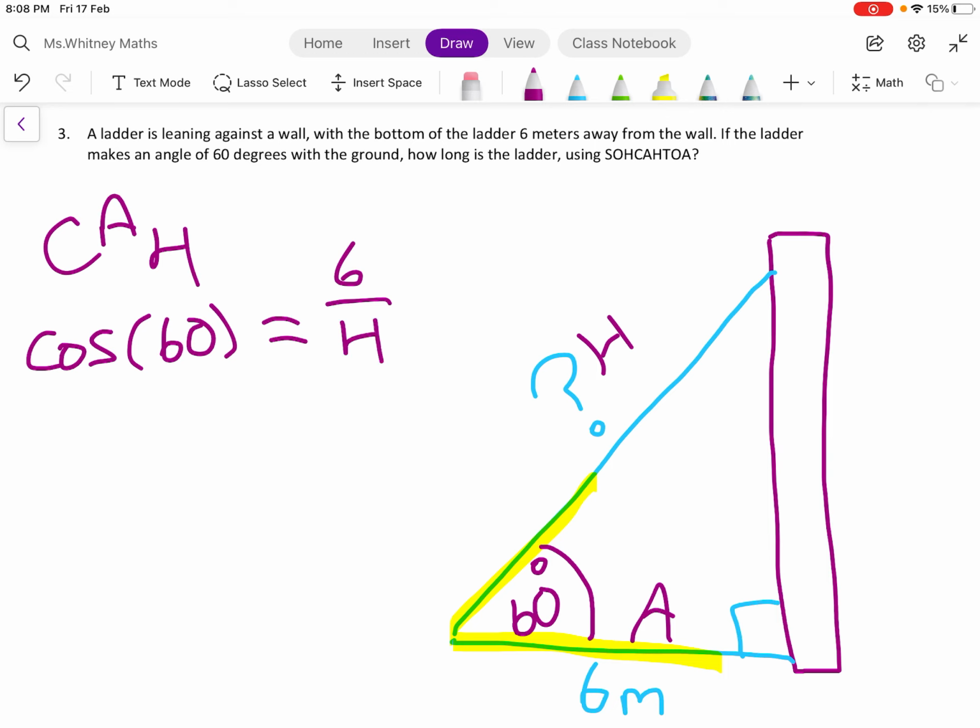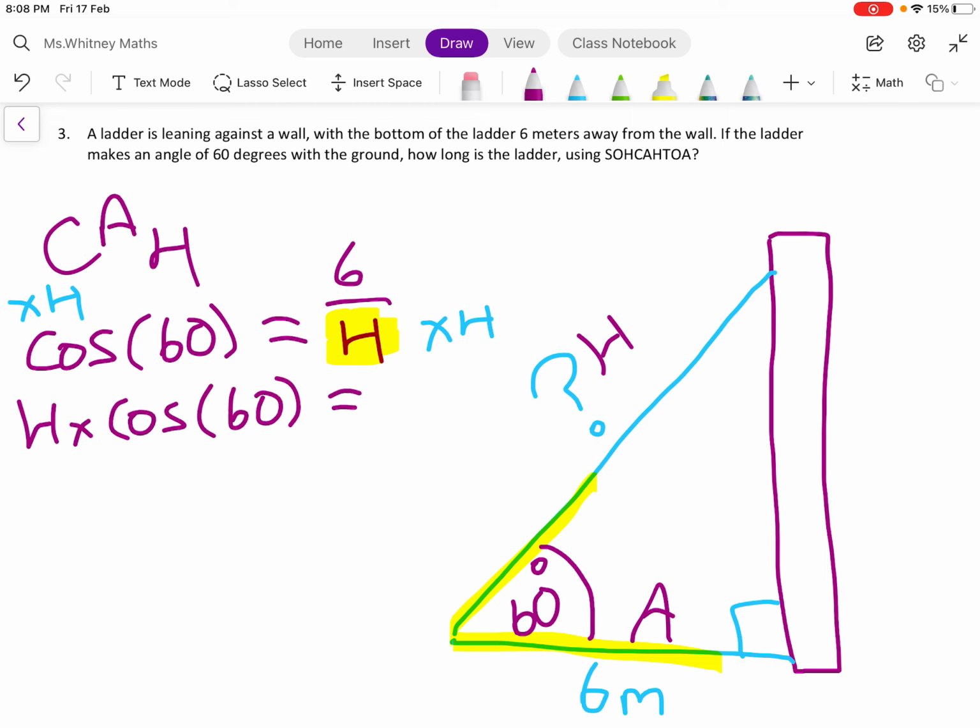Now, there's a few methods to do this. I would always recommend move the h first, so you follow what you're doing. So we're going to multiply by the h. I'm going to times by the h on both sides. So we're going to get h times cos 60 equals 6.